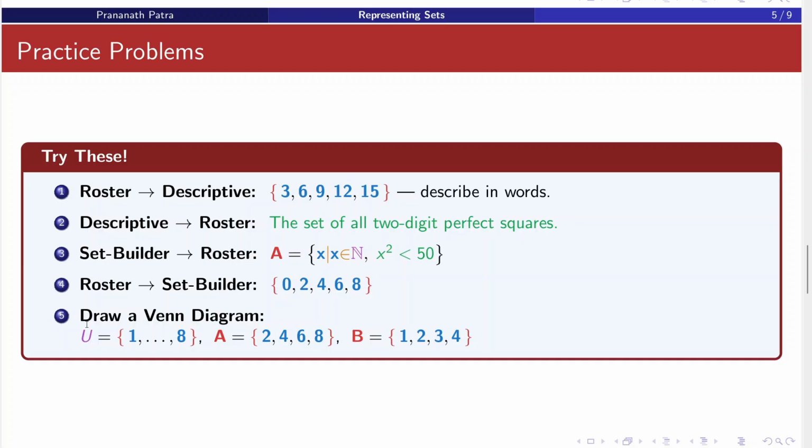Finally, problem 5 asks us to draw a Venn diagram. Our universal set, U, contains all the whole numbers from 1 to 8. Inside this universe, set A contains the numbers 2, 4, 6, and 8. Set B contains the numbers 1, 2, 3, and 4. Take your time, sketch your rectangle and your circles, and let's see how you do.